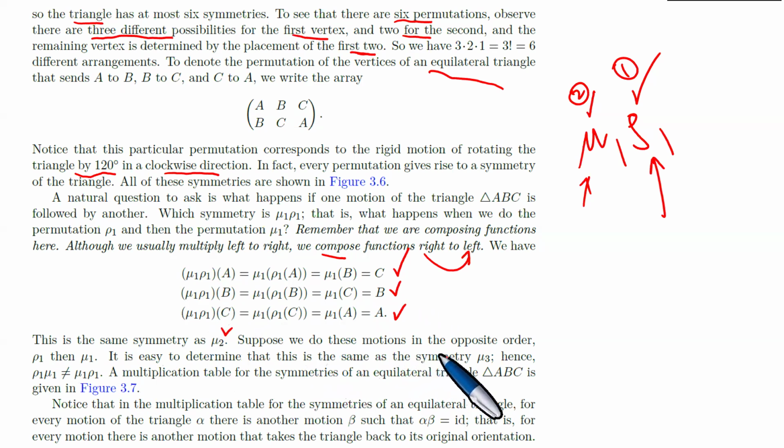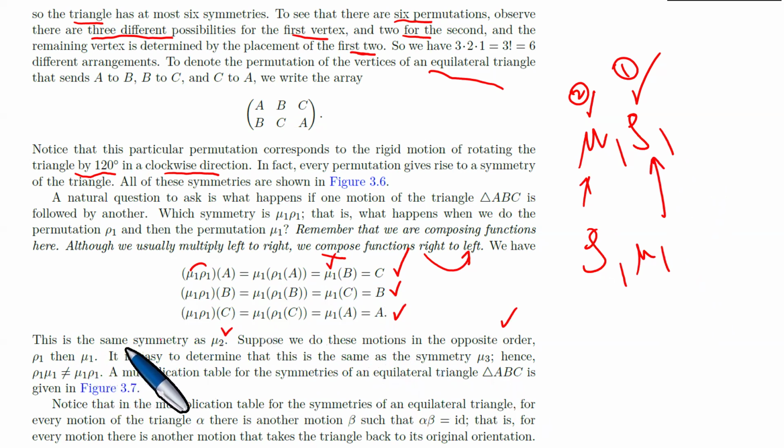Suppose we do these motions in the opposite order: row 1, then mu1. You can change the order because we did mu1, row 1, mu1. We can do row 1, mu1 and see what happens. It is easy to determine that this is the same as the symmetry mu3. We saw that mu1 row 1 is the same as mu1.